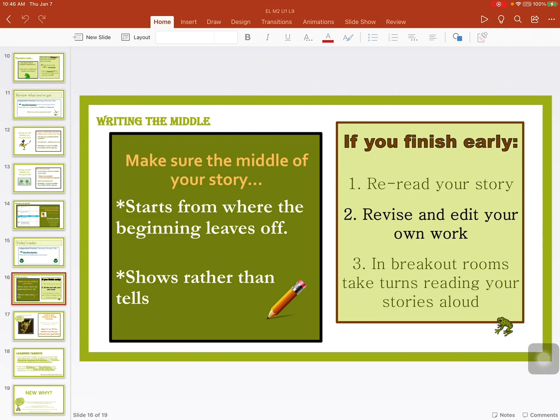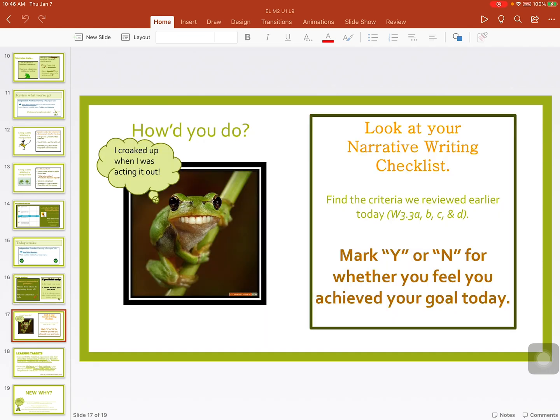So make sure the middle of your story starts from where the beginning leaves off. So where we started it the other day. So on 27, we introduced the story. 28, we talked about the characters. And make sure that 29 and 30 are a continuation. If you finish early, reread your story, revise and edit your work. And if you're doing this because you were not in class, work with an adult or an older sibling at home to read your story aloud to make sure it makes sense.